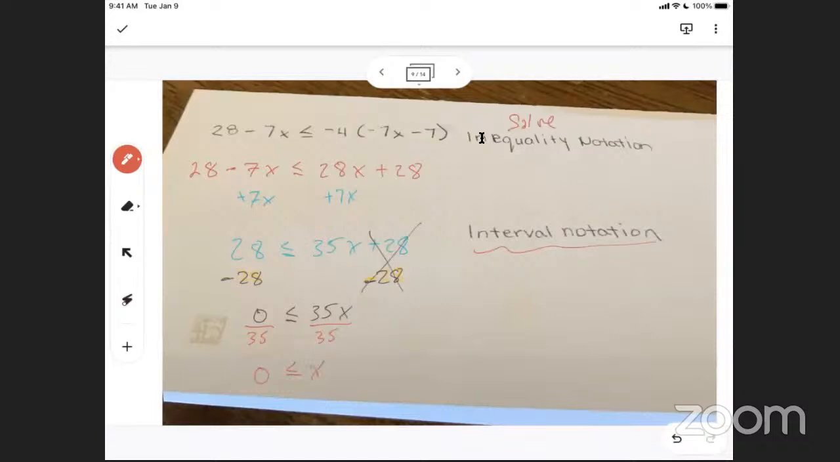Now, I would rewrite this as x is greater than or equal to 0. You see what I did? Because it just looks better to write it that way. So inequality notation is x is greater than or equal to 0. So how would I write that in interval notation?